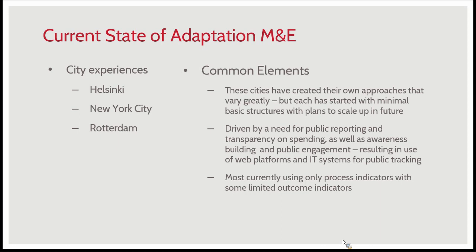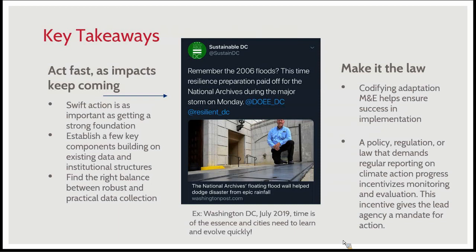So the approaches are really different, but I think what we saw was that most tried to start small and quickly, as they were needed, to track what was being implemented in terms of adaptation actions, and then really focus on public reporting and transparency. And all of these cities and other cities that we saw have a long-term vision of implementing a more robust framework, but are in the meantime putting together and leveraging existing data systems to do what they can for now.